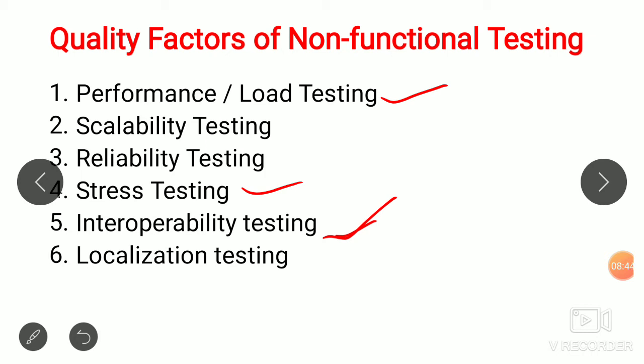Next, localization testing. The last quality factor is localization testing. Testing conducted to verify that the localized product works in different languages is called localization testing. I will repeat, the testing conducted to verify the localized product works in different languages. For example, languages mean C, C++, Java, .NET. By using these different languages also your product should work.